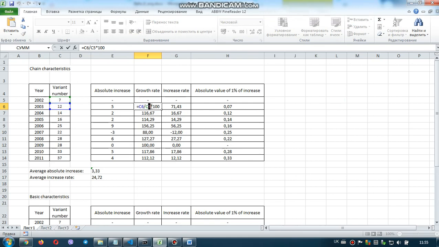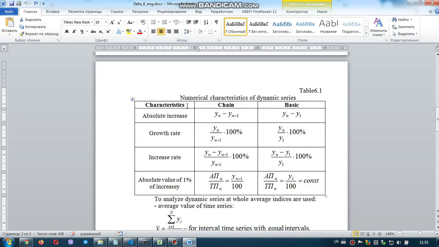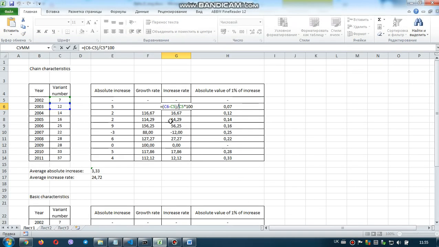Next value, previous value. And increase rate. Increase rate, this formula. Next value, previous value. Up to the end of the column.